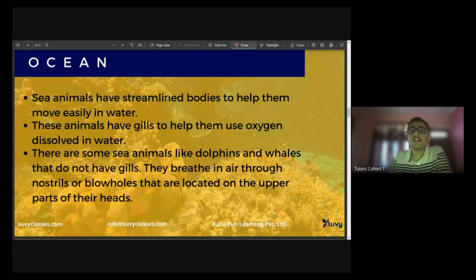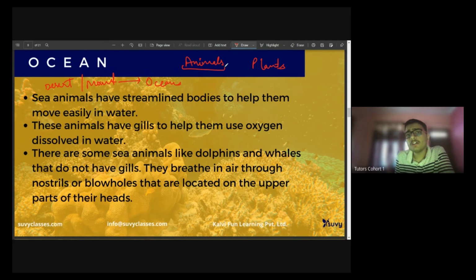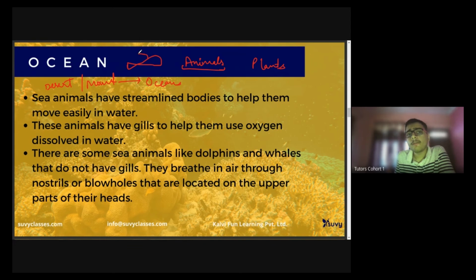Now, we have discussed deserts, we have discussed mountains. Now we are coming to oceans. Again, we will talk about animals and plants. If I talk about animals, yesterday we studied about a fish, right? How does a fish move? It moves by forming loops on the right and left side, in this way.